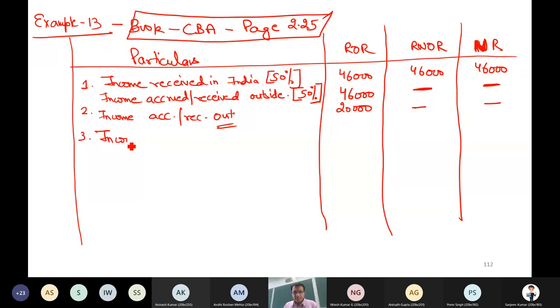Income received in India. How much? 90,000. Taxable for everyone. Fourth point. Anyone who can tell me the answer of point 4?